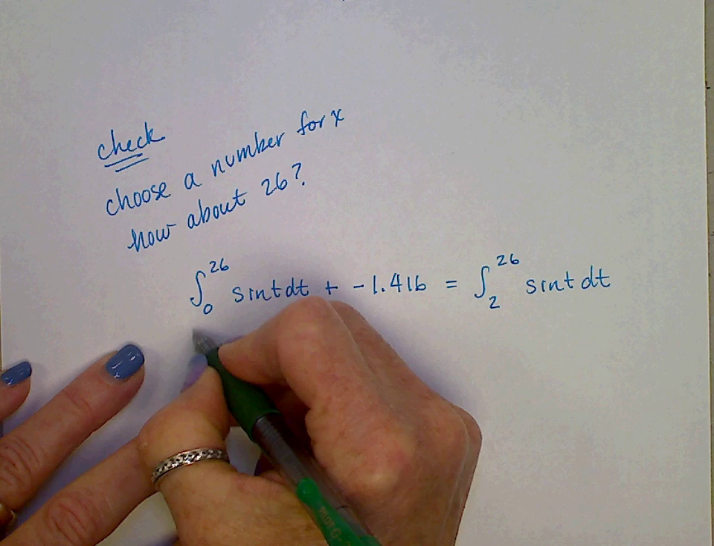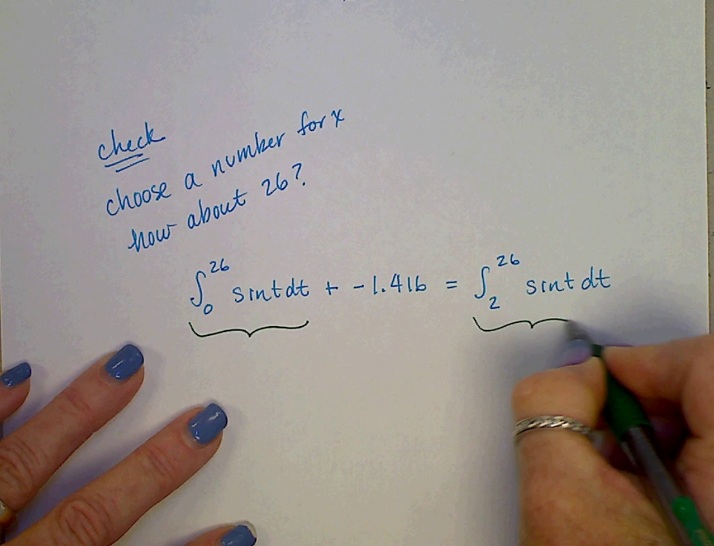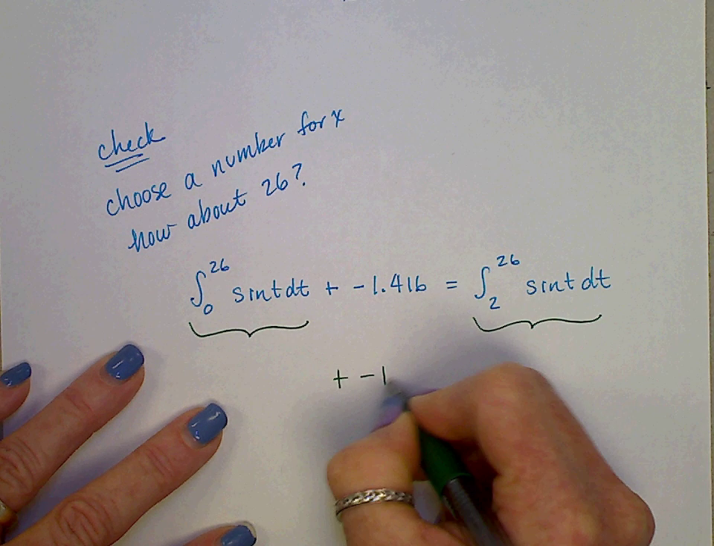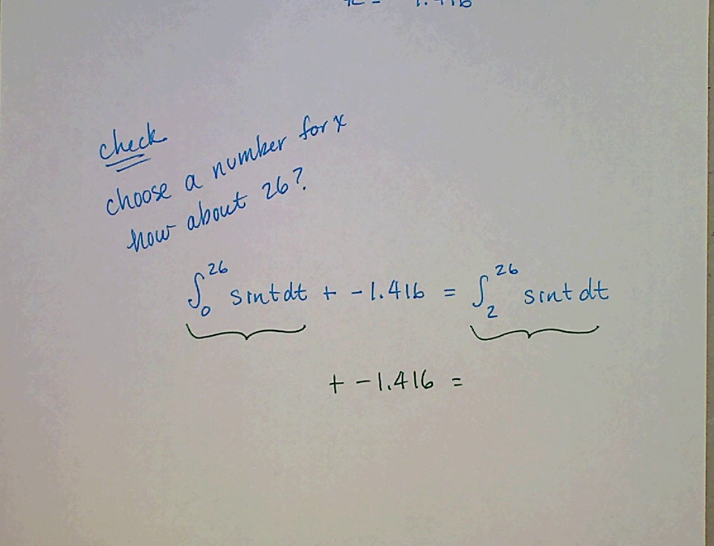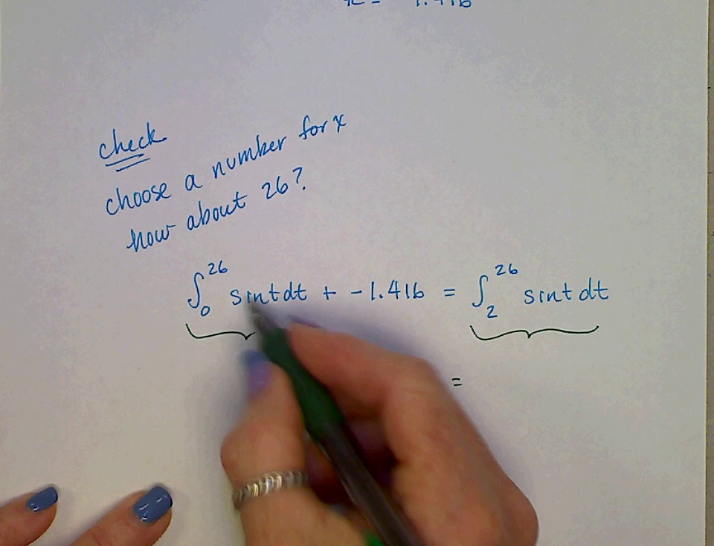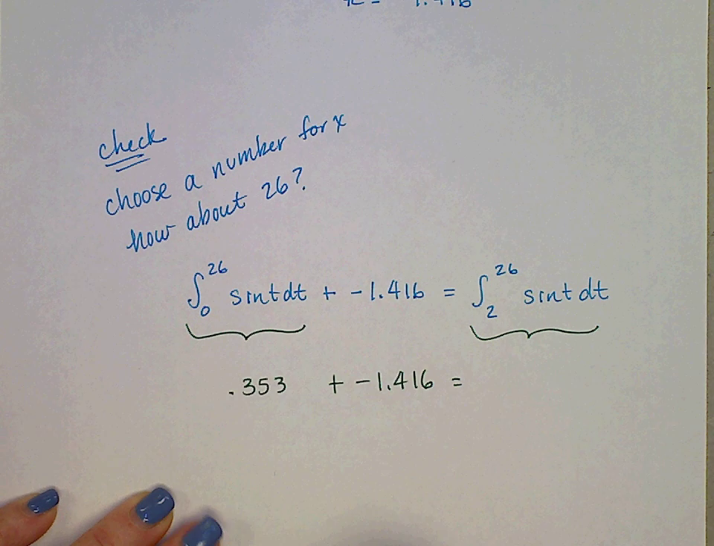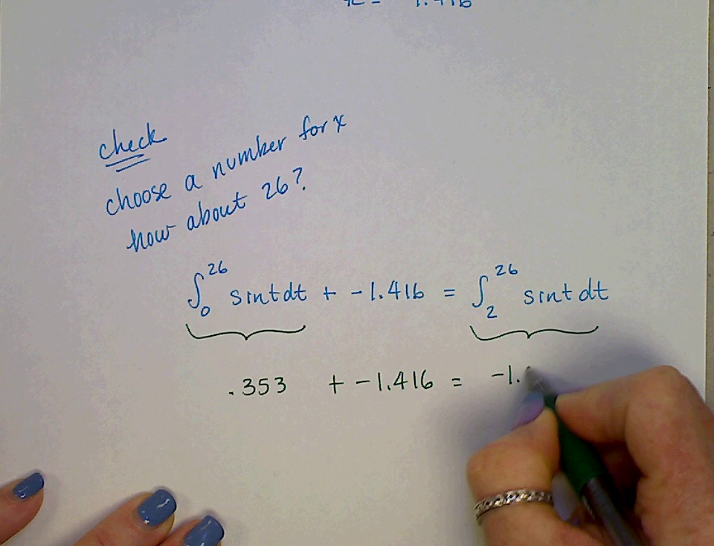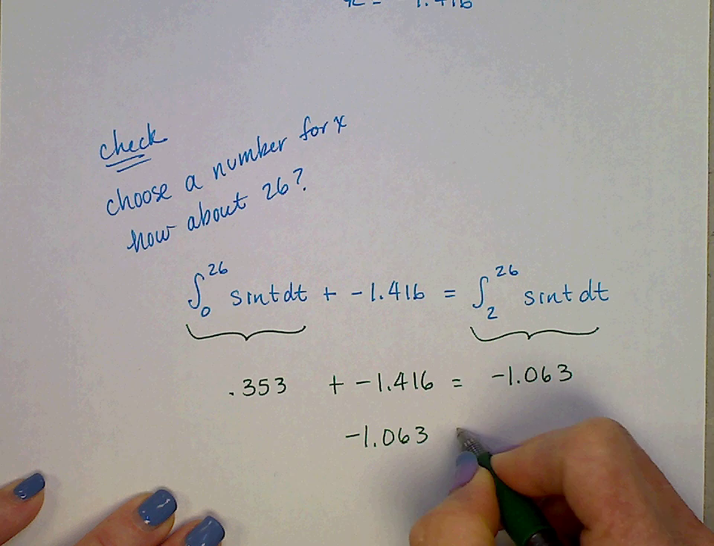And go ahead and zap this one in your calculator. And see if we come up with something equivalent. And you zap this in your calculator, 0.353. You might want to confirm my numbers to make sure I'm good. And this one over here, negative 1.063, and we do get negative 1.063 is equal to negative 1.063.